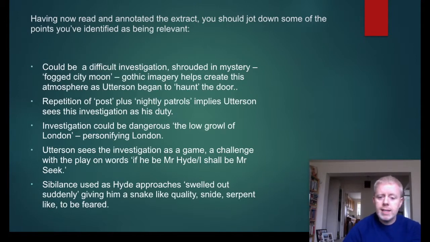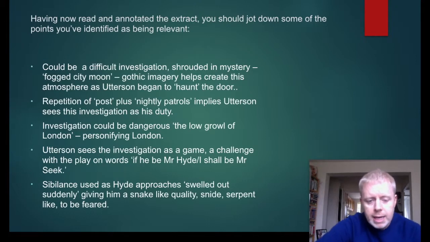Okay, so having now read and annotated the extract, you should jot down some points you've identified as being relevant from the extract. So based on my own annotations, I've put down the following 5 bullet points. Could be a difficult investigation, shrouded in mystery. And evidence: fog, city, moon. Gothic imagery helps create this atmosphere as Utterson began to haunt the door.